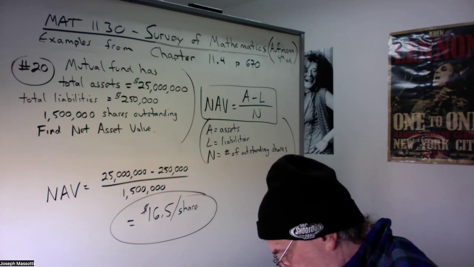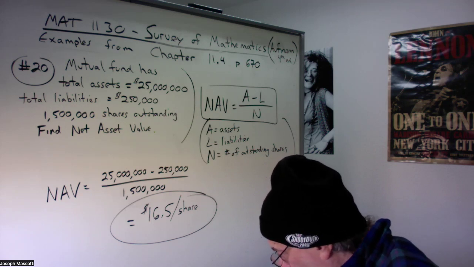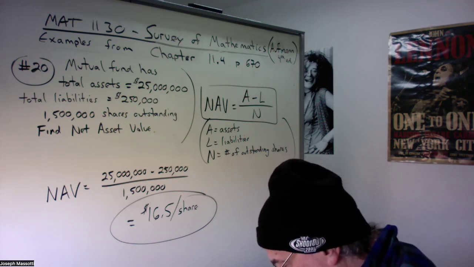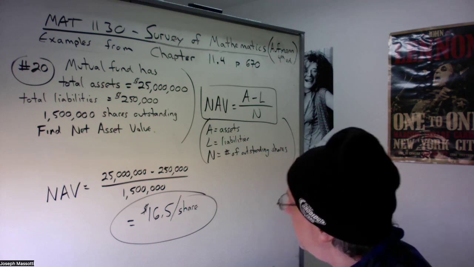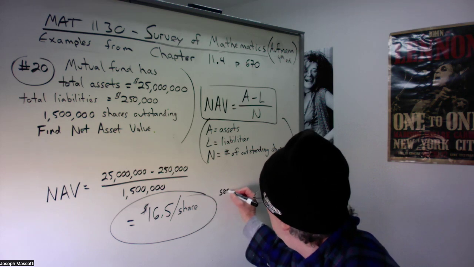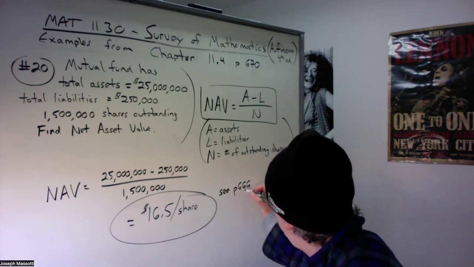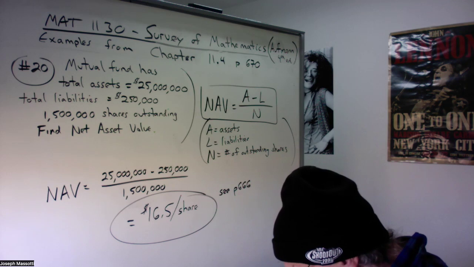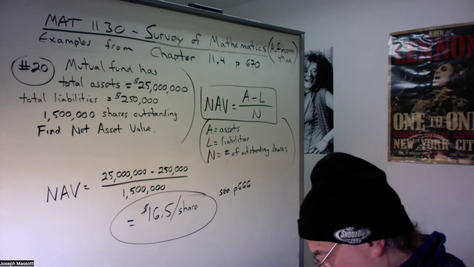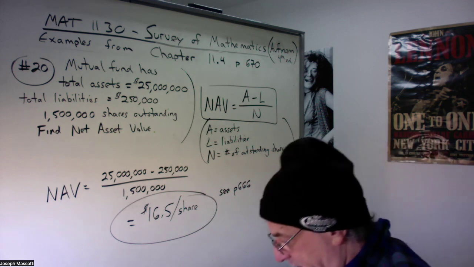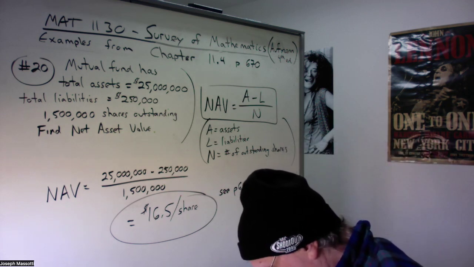Now you can also see examples here for net asset value on page 666 for an example having to deal with these things.